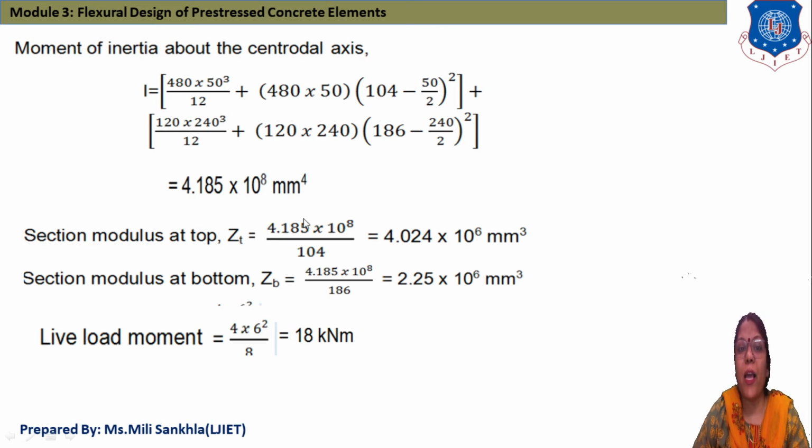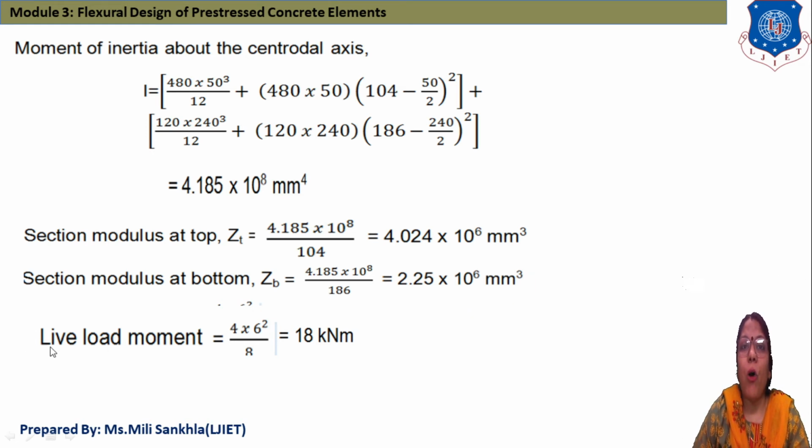Now we find the section modulus of the top fiber and bottom fiber. ZT is equal to I by YT. In the same way, ZB is equal to I by YB. Ultimately the section modulus of the top is 4.02 into 10 raised to 6 mm cube, and the section modulus for the bottom is equal to 2.25 into 10 raised to 6 mm cube.